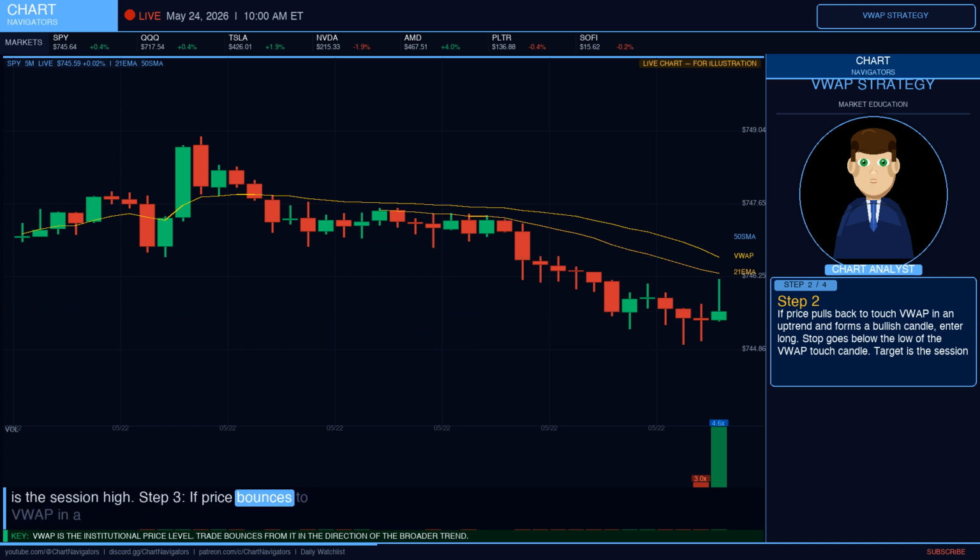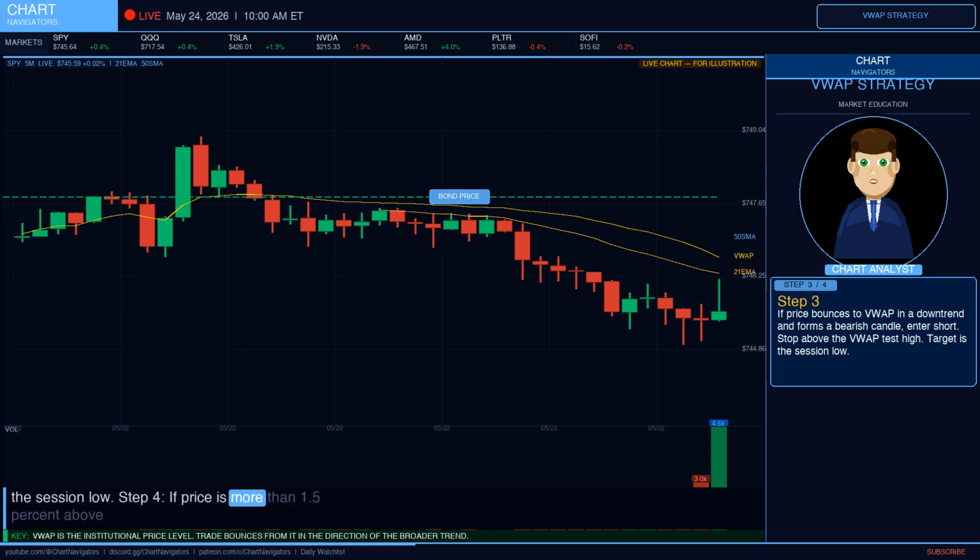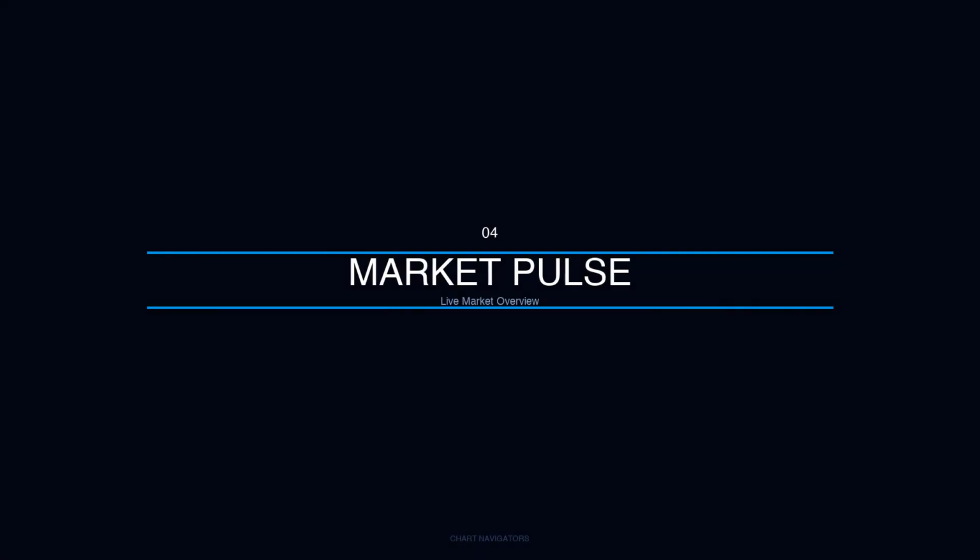Step 3. If price bounces to VWAP in a downtrend and forms a bearish candle, enter short. Stop above the VWAP test high. Target is the session low. Step 4. If price is more than 1.5% above or below VWAP, it is extended. Do not enter. Wait for the return to VWAP. Extended moves snap back hard and fast. Screenshot those rules right now. Those are your exact conditions before you touch any trade.